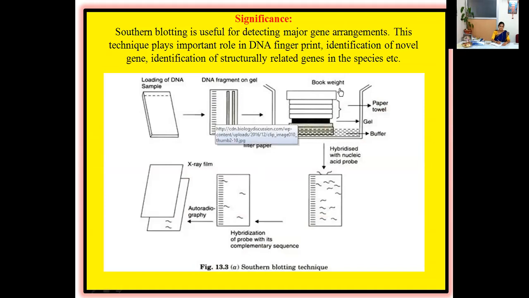This is the overall view of Southern blotting, where the gel will have our DNA molecules. The DNA molecules present in the gel will be transferred to the nitrocellulose membrane overnight. Then what is the significance of Southern blotting? It is useful for detecting major gene arrangements. This technique plays an important role in DNA fingerprinting, identification of novel genes, and identification of structure-related genes in the species, etc. It is also very useful in forensic science.